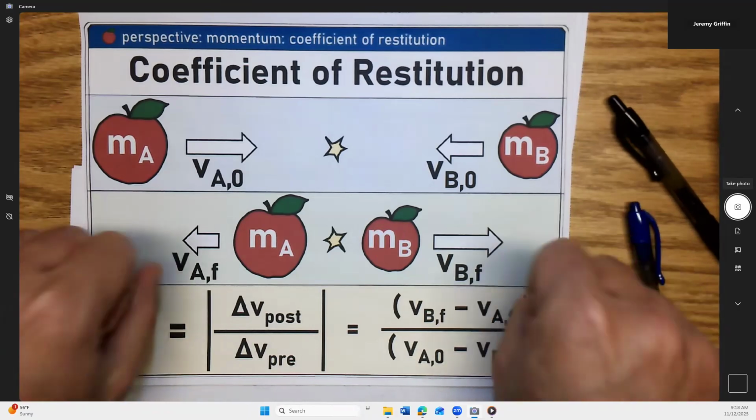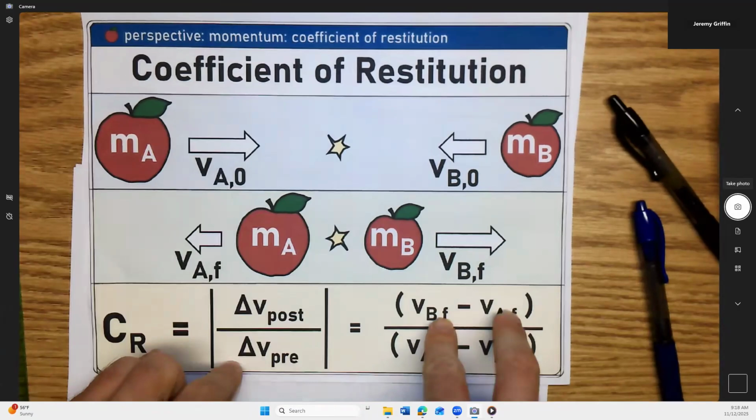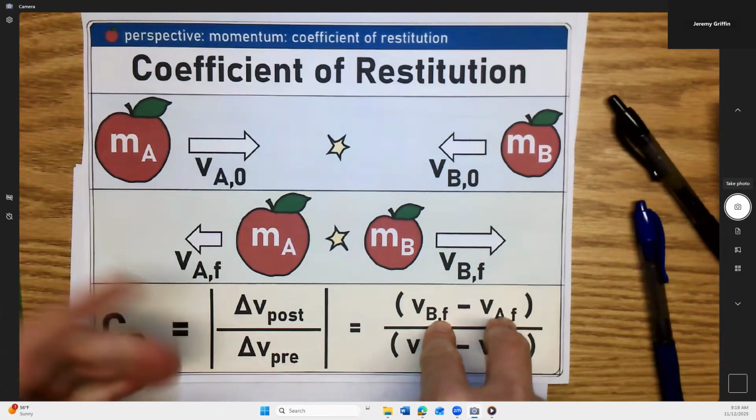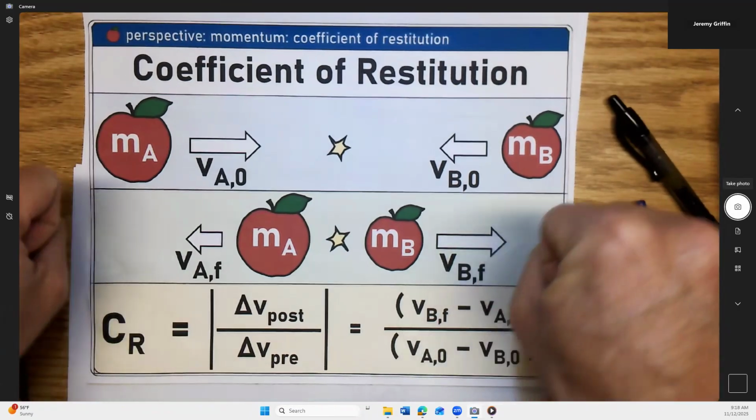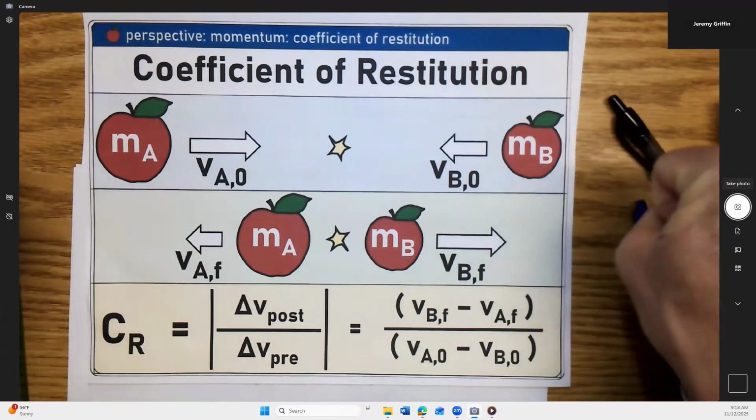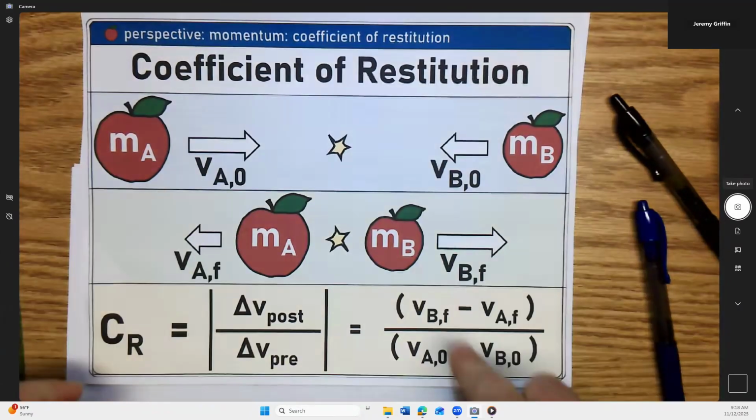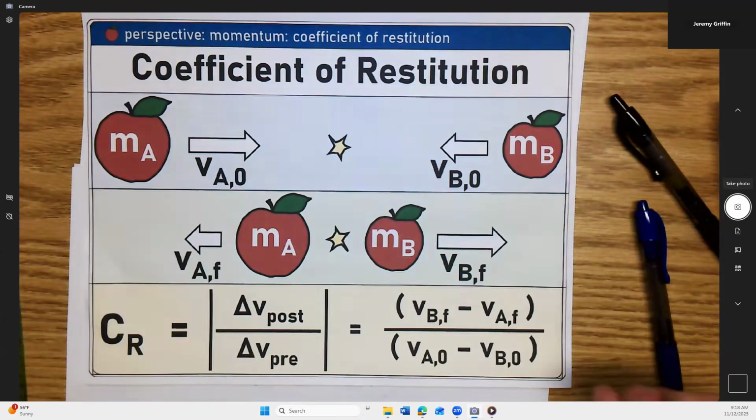Yeah, because if they stick together, what's their difference of velocities post collision? That would be 0. So the whole thing would be 0. Okay. But if they collide perfectly elastically, like Newton's cradle, boing, then this fraction always comes out to be 1. Okay. And realistically, you get something kind of in the middle.